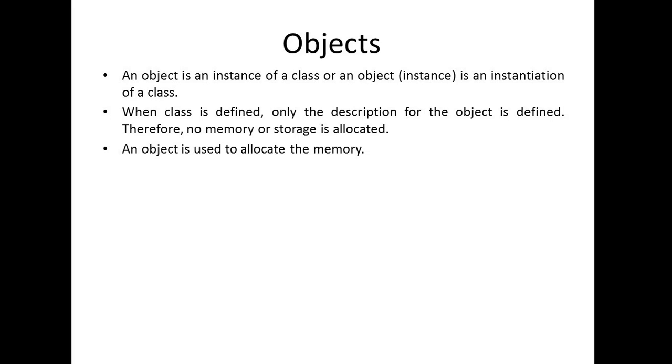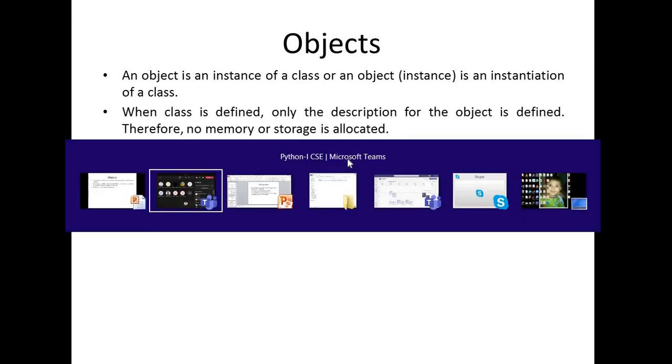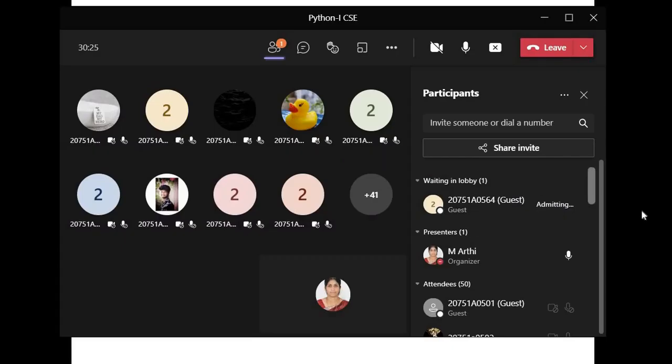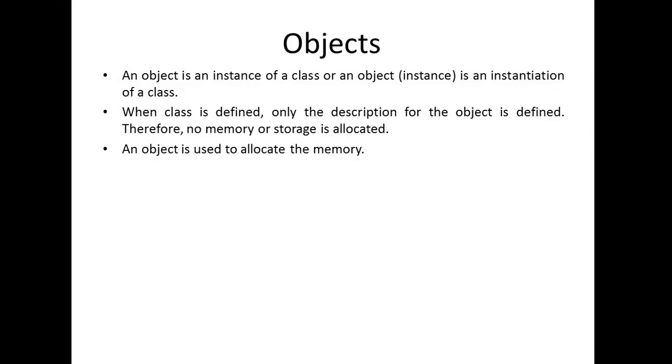Whenever the data has been defined, the memory will not be allocated here. In all the example programs which we have seen previously, the memory is allocated, right? Based on the data type, the memory is allocated. But in this case, for class definition creation, the memory will not be allocated. Once the object has been created, the memory will be allocated here.